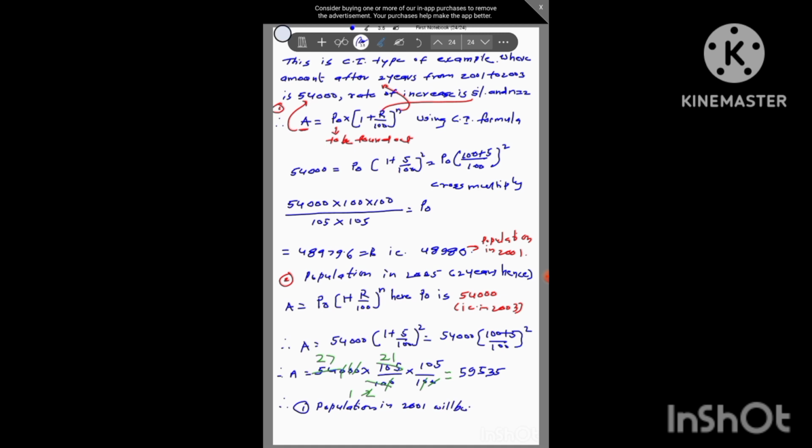So we write the final statement, as you have to answer this. The population in 2001 will be 48980, and the population in 2005 you need to write as 59535. That's all.